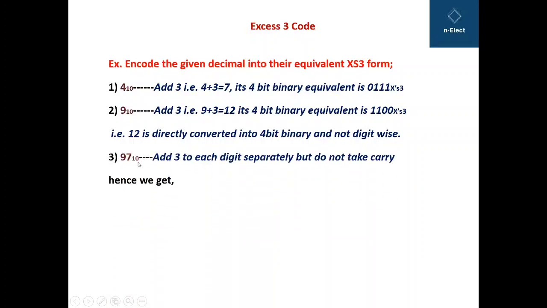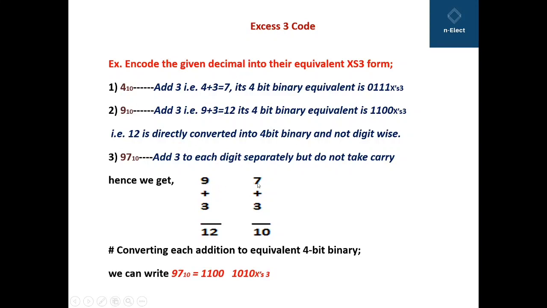For 97 decimal, if we want to obtain the XS3 code, add 3 to each digit separately, but do not take carry. Remember this, you don't need to take carry here. So we get 9 plus 3 and 7 plus 3. When we add 3 to each digit separately, 7 plus 3 is 10. We cannot take it as a 0 here and a 1 carried. You do not need to take carry in XS3. In XS3, you have to add 3 to every single decimal digit and write the number entirely. So 7 plus 3 is 10 here, and 9 plus 3 is 12 here.